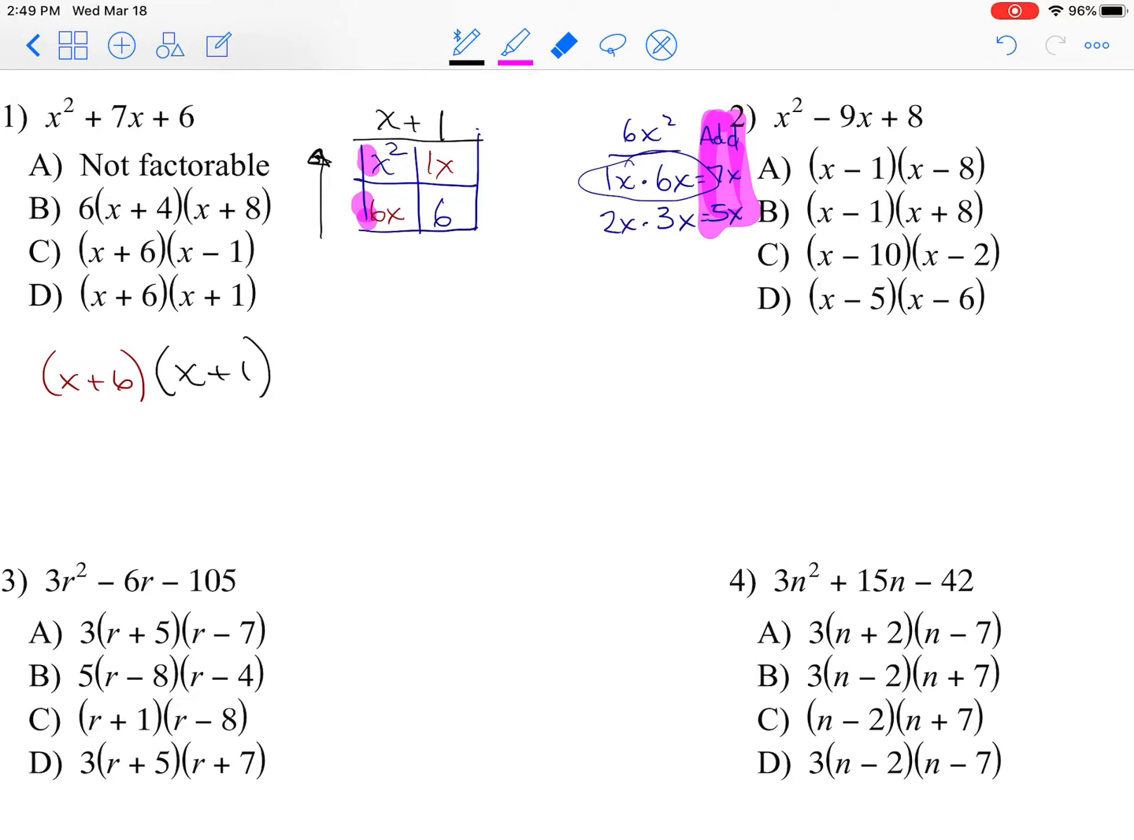Since this is a multiple choice problem, I look at my answer choices, and of course the correct answer is D as in dog, x plus 6 times x plus 1.